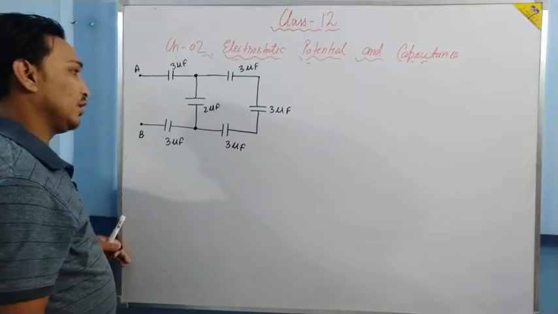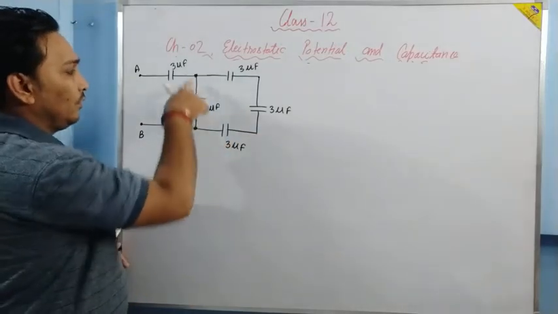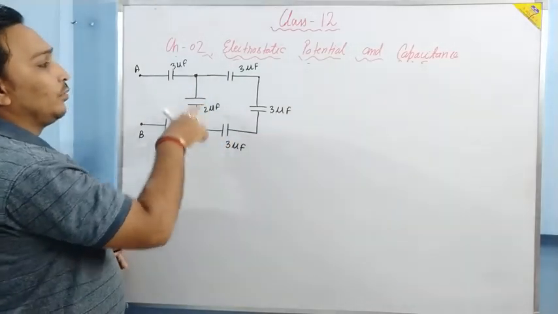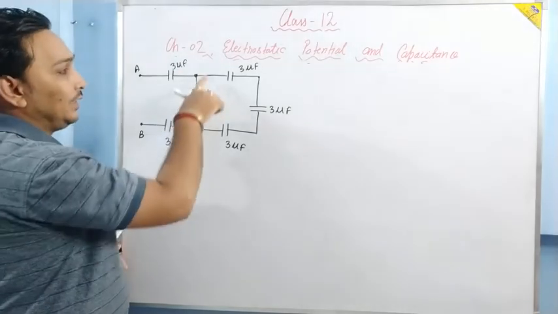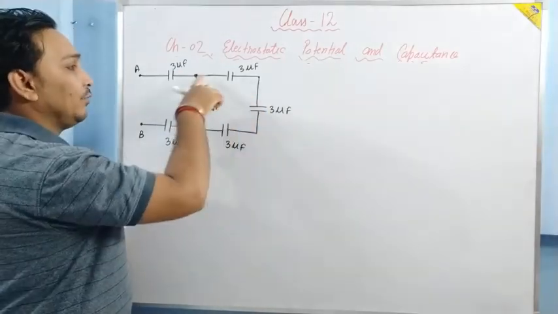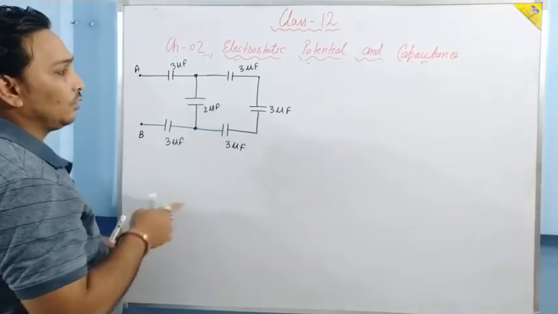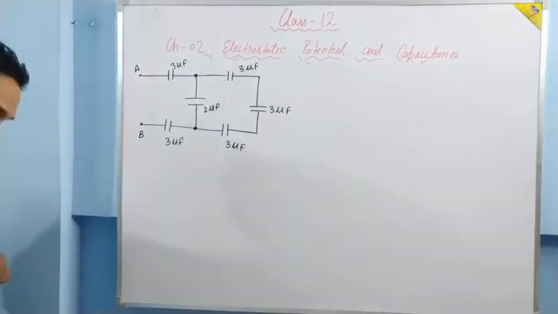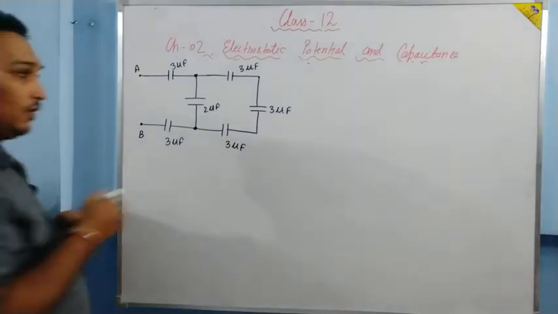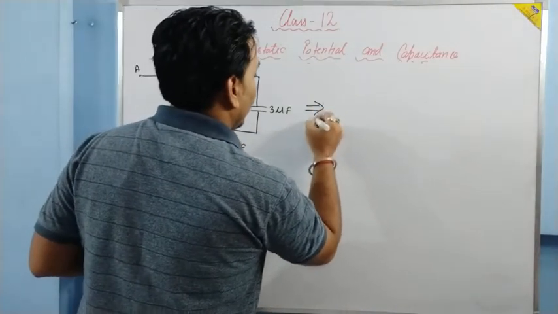How many branches are there? One branch is this, one branch is this, which are common between these two junctions. And these three capacitors are lying in the same branch. So basically these three are in series. Okay. So first of all, we'll solve the series one. And how will we solve this? If we solve it, what are we going to have?